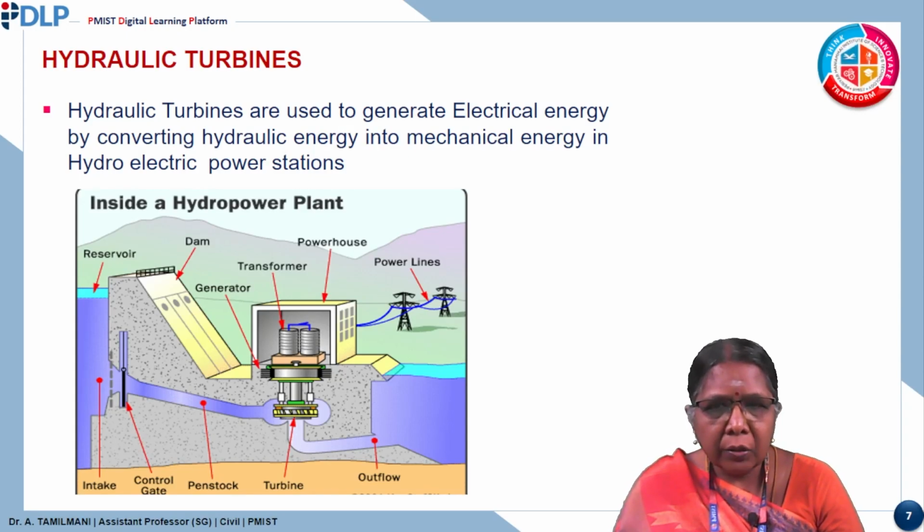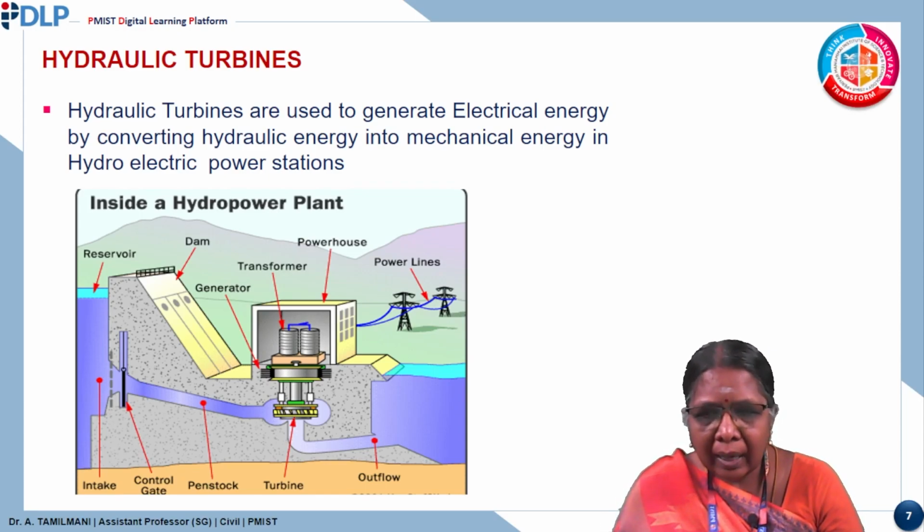The hydraulic turbine is used to generate electrical energy by converting the kinetic energy of water into mechanical energy in the hydroelectric power station. These are the components of hydraulic turbines. That is the reservoir, which is called the water storage area. The solid structure is called the dam.